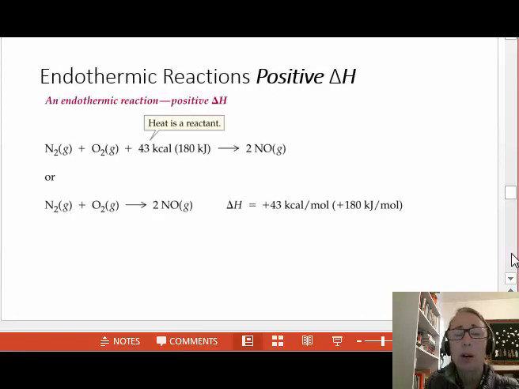Here's an example of an endothermic reaction. 1 mole of nitrogen reacts with 1 mole of oxygen and requires 180 kilojoules to produce 2 moles of nitrogen monoxide. Again, we can write the heat as a reactant in this balanced chemical equation, but it is more common to express the heat as enthalpy, or delta capital H. The sign of enthalpy is positive since heat is absorbed or required for this reaction to occur.